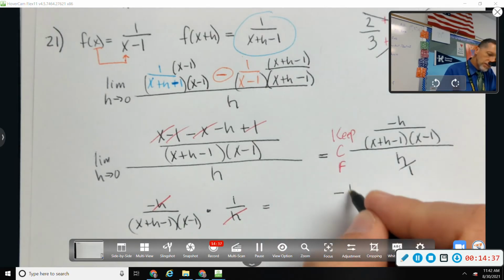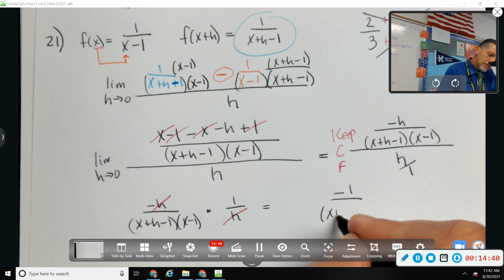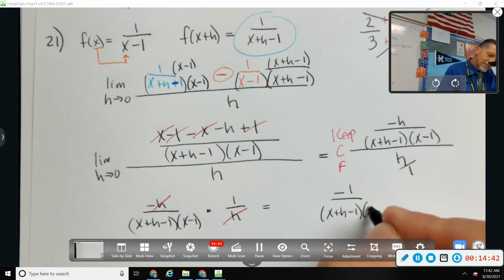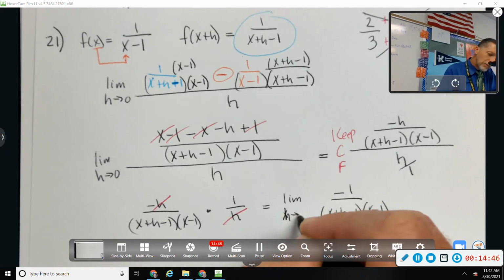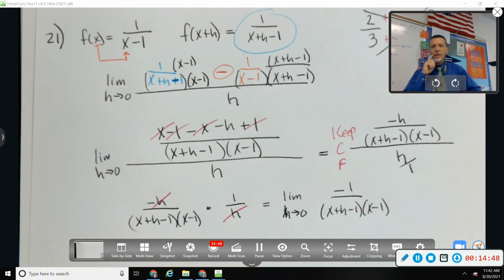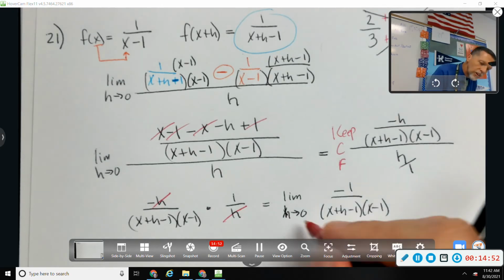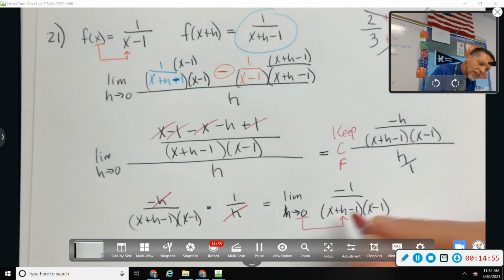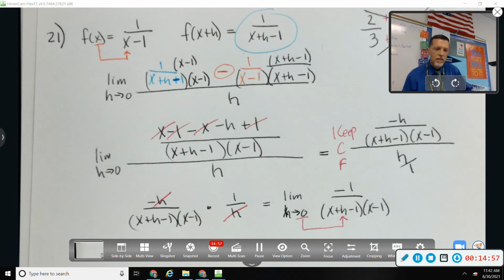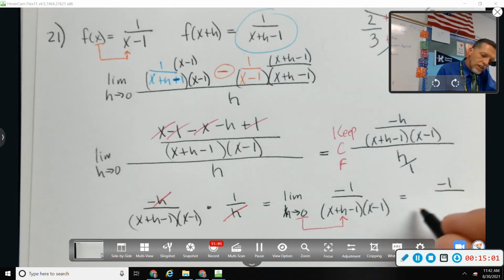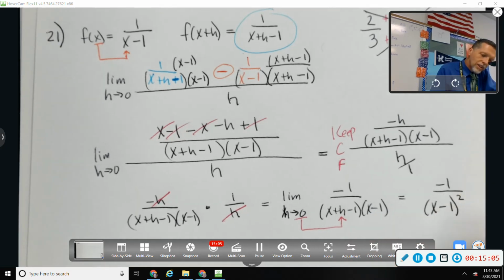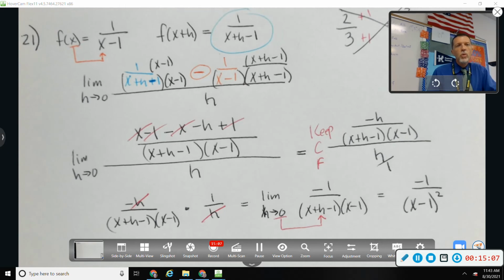So negative 1. Now I'm remembering to put that limit back on, because otherwise I'd be left with an h in there. And the whole point was to substitute 0 in for h. So negative 1 over, well, that would go away, and I'd have two x minus 1s down there. So x minus 1 squared.